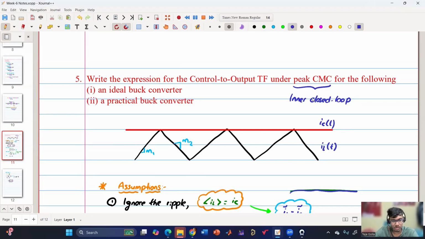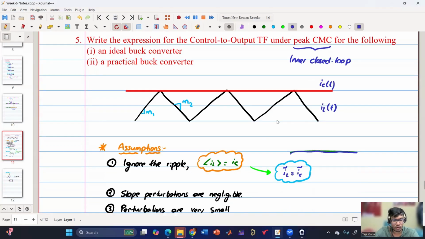In order to get this, we started with a few assumptions. One is that we ignore the inductor ripple, and in an average sense the inductor current becomes the same as IC of T. So the inductor acts like a constant current source, and we can also get IL perturb as IC perturb because of this assumption. We also assume that the perturbation in the slope is negligible, and that all the perturbations are very small, so that the product of two perturbations can be ignored.